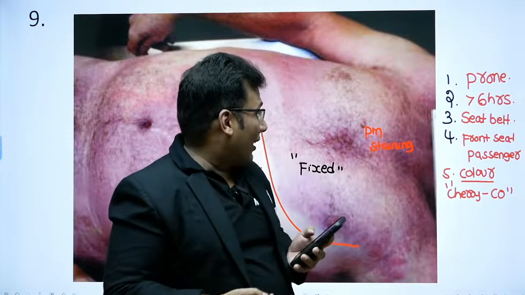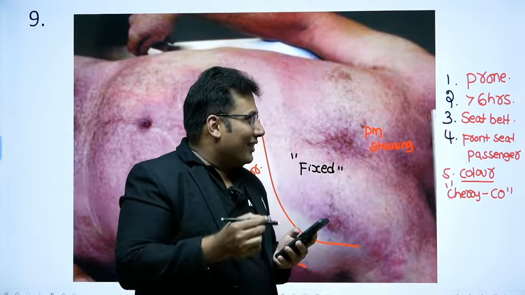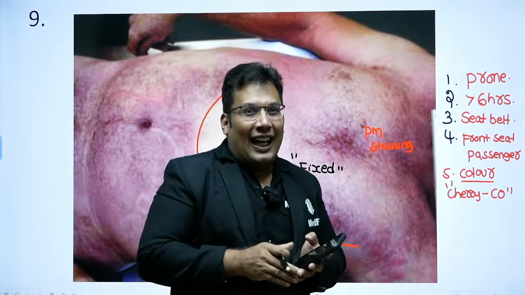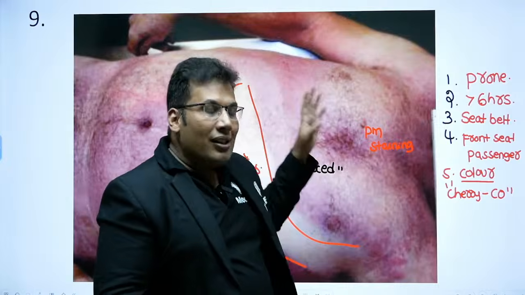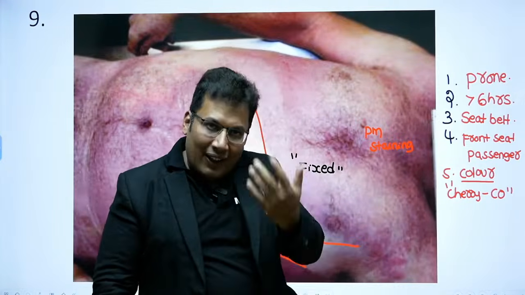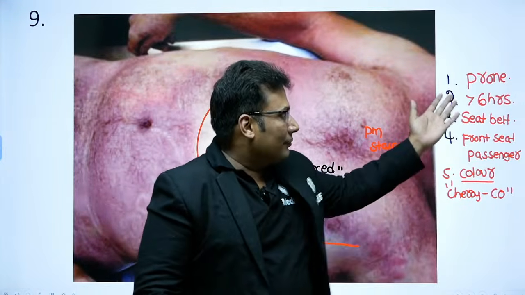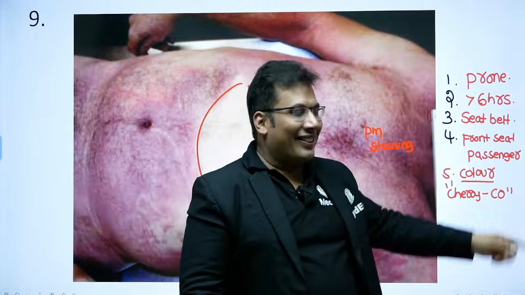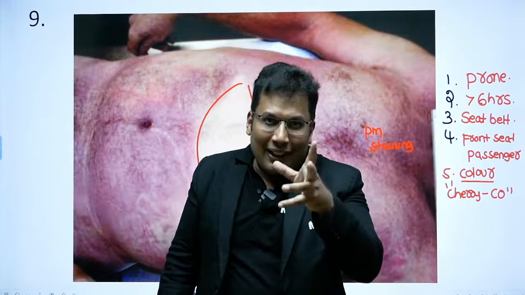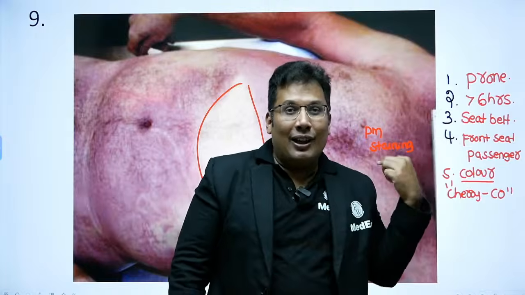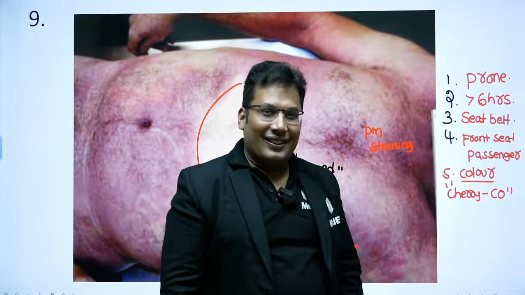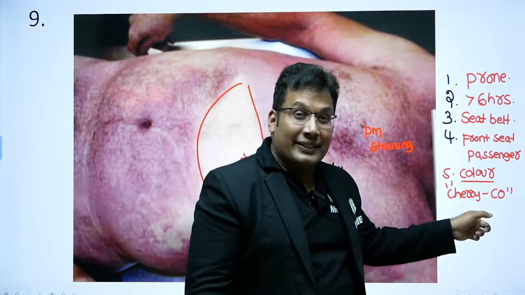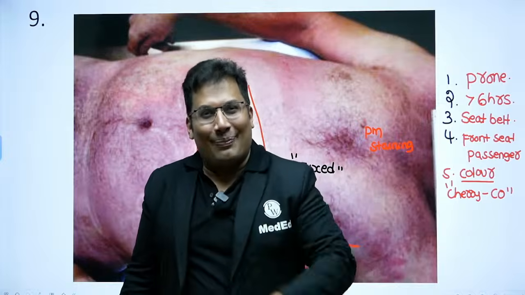No steering wheel mark, that is also there. So this is how you can solve the case. I'll repeat again. Here post-mortem staining is seen at the front of the body, that means prone position. It is fixed because there is no color change after more than 6 hours. Contact flattening because of seat belt from left to right, front seat passenger. Color is cherry red, carbon monoxide poisoning.